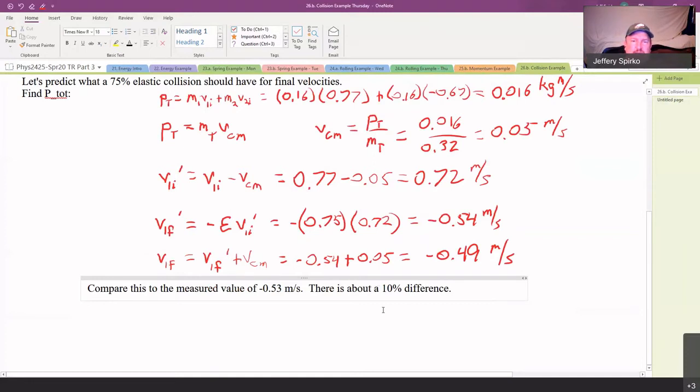Maybe it's a little under a 10% difference because they differ by 0.04 out of about 0.5. So it's about an 8% difference.